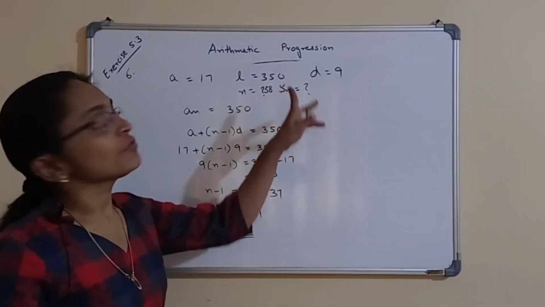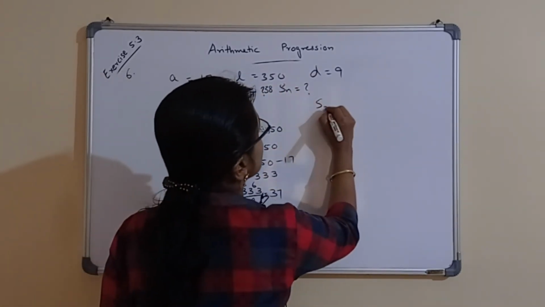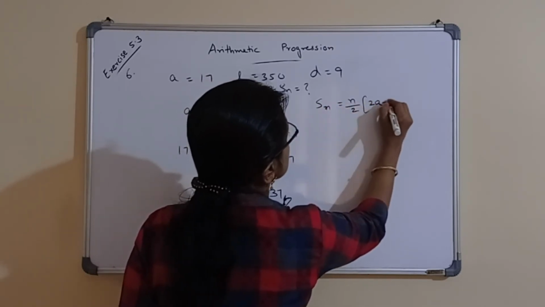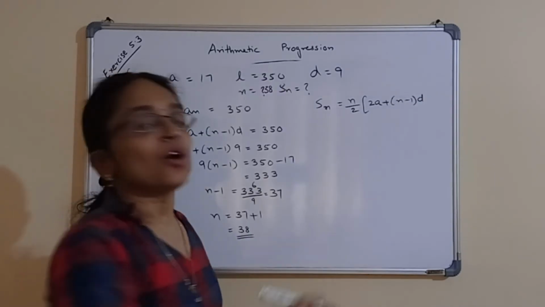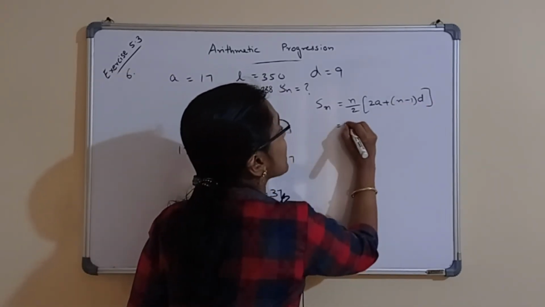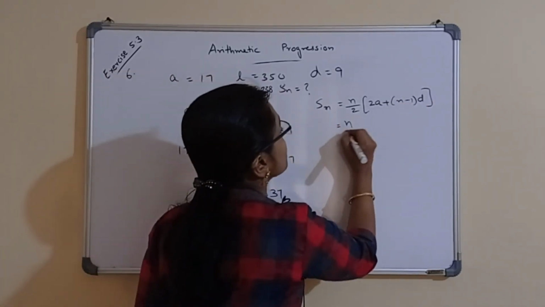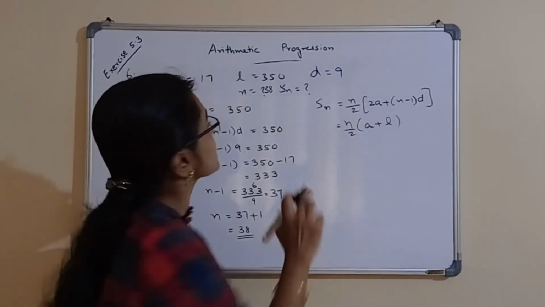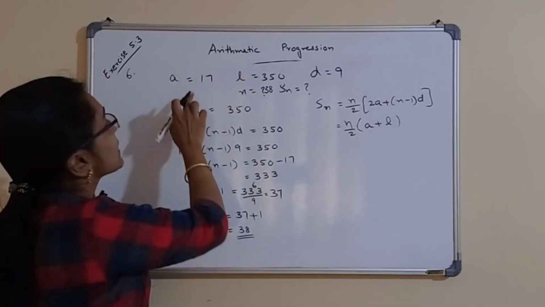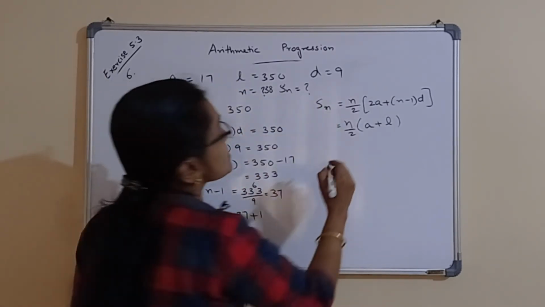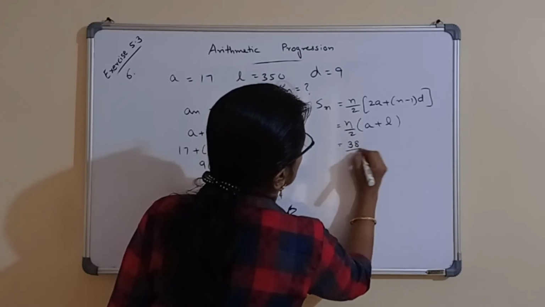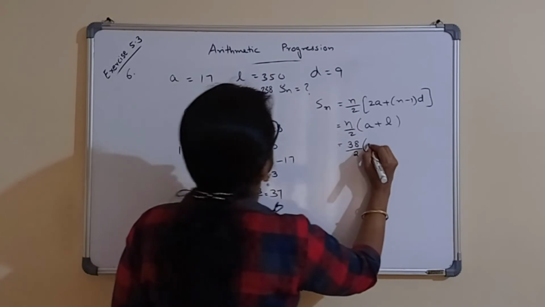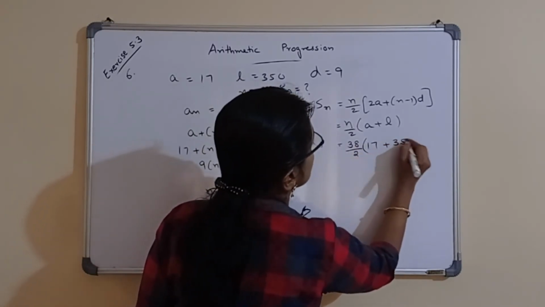Now, we have to find Sn. We can write Sn is equal to n by 2 into 2a plus n minus 1 into d. Or we can use the formula n by 2 into a plus l. We have this formula also, since l is given and a is there and n we got. So we have 38 by 2, n is 38. So 38 by 2 into 17 plus 350.